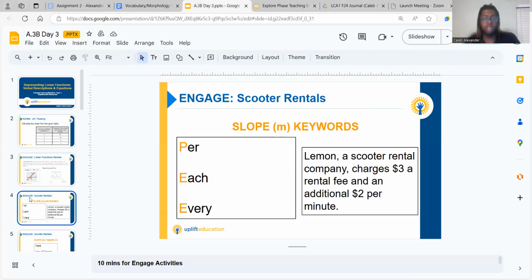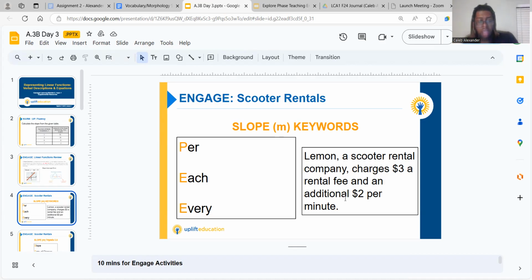And now we're going over those keywords. So for slope in this case, they should know the acronym we're using is P, which is per, and each, which are the main ones they use in this case. The example they have is: a rental company charges $3 each, a random fee, and an additional two dollars per minute. That means the word per represents that for every minute it increases the price by two in this case.